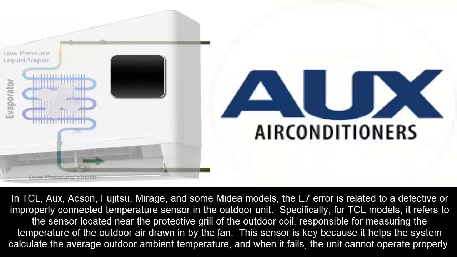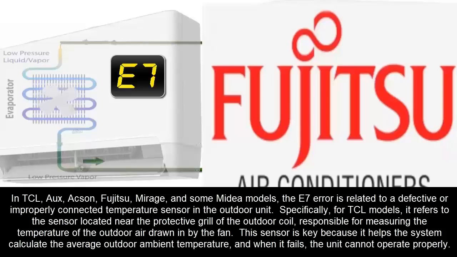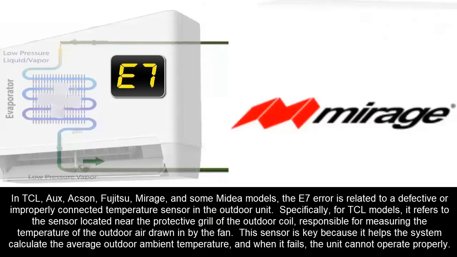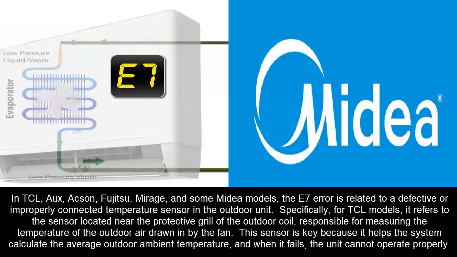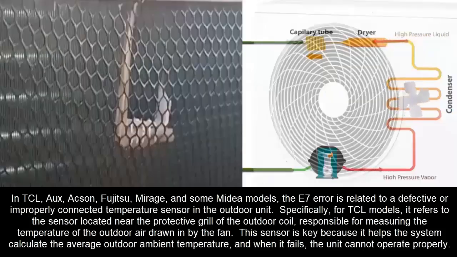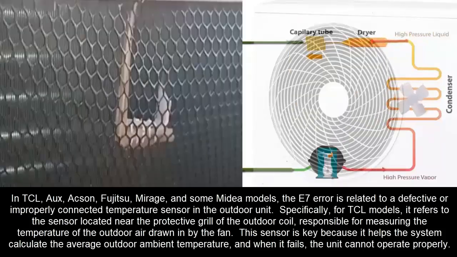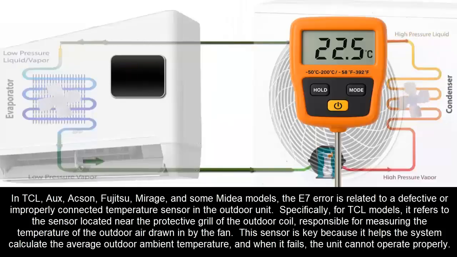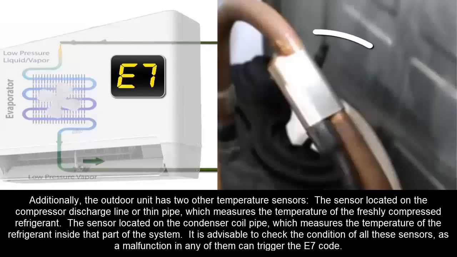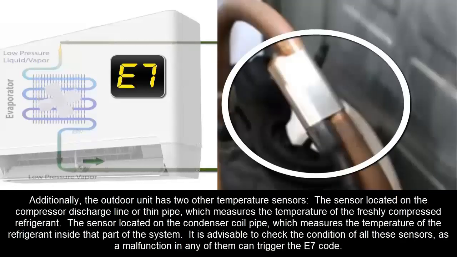In TCL, AUX, Axon, Fujitsu, Mirage, and some Midea models, the E7 error is related to a defective or improperly connected temperature sensor in the outdoor unit. Specifically, for TCL models, it refers to the sensor located near the protective grille of the outdoor coil, responsible for measuring the temperature of the outdoor air drawn in by the fan. This sensor is key because it helps the system calculate the average outdoor ambient temperature, and when it fails, the unit cannot operate properly. Additionally, the outdoor unit has two other temperature sensors.